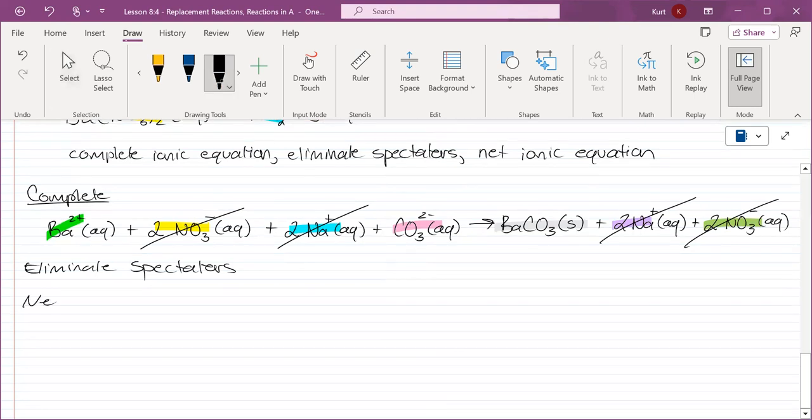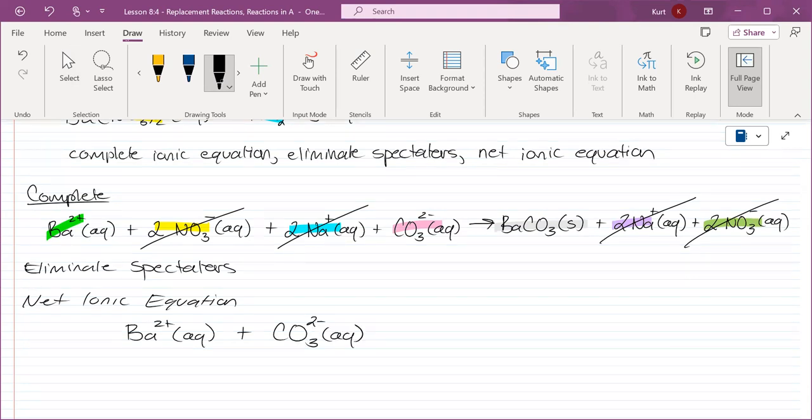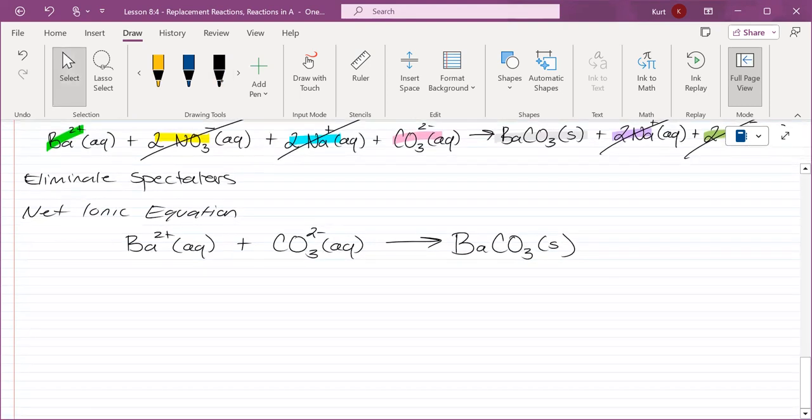And what you'll now do is write the net ionic equation. You basically write down everything that you didn't cancel out. So we have barium reacts with carbonate to form barium carbonate. You want another practice? I think you could use it. Now, I'm going to give you another practice, practice number 2. This one's going to form a liquid.